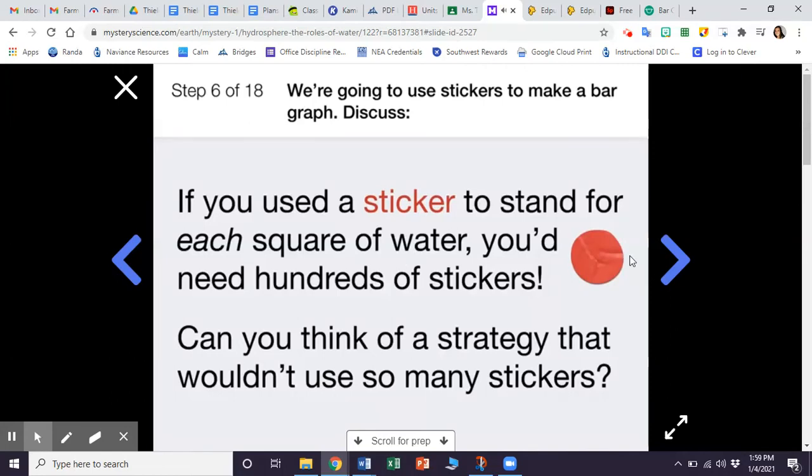Okay, you finished counting all the water on your map. In a minute, we're going to use stickers to make a bar graph that includes the results from all the maps. Discuss this question.